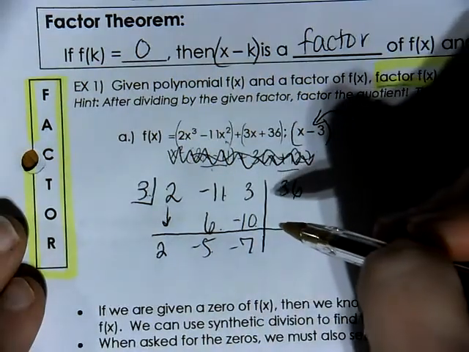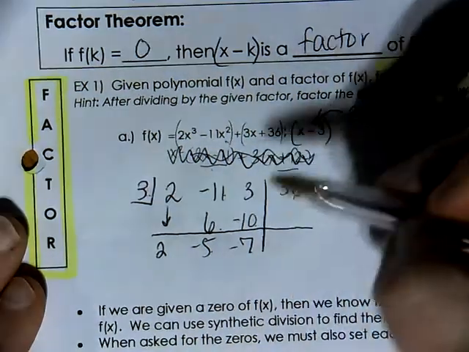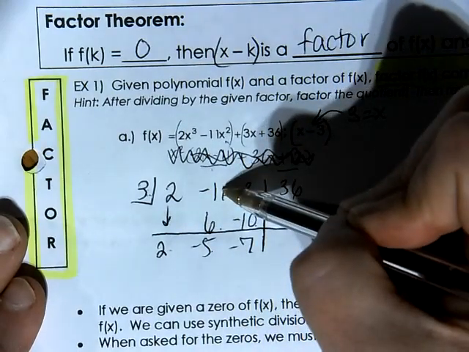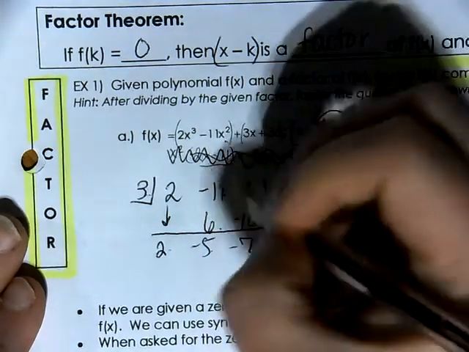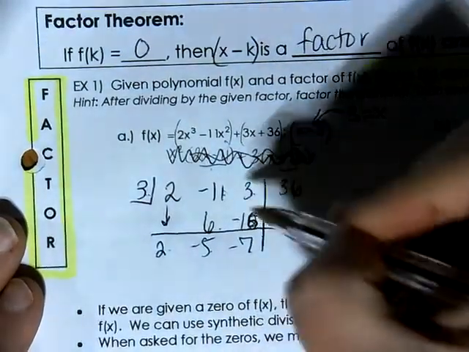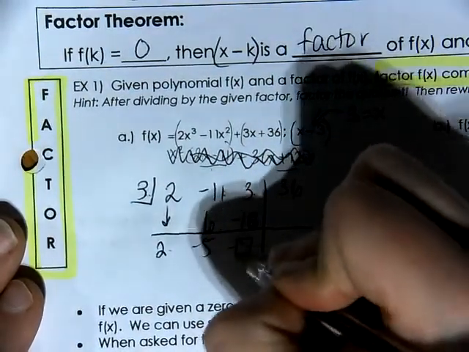3 times negative 7, that is equal to, hold on, I think I might have done that wrong. Hold on just 1 second. Bring down the 2. I'm sorry, this is 15. I'm like, this isn't working out. 3 minus 15. There we go. And that's going to give me negative 12.